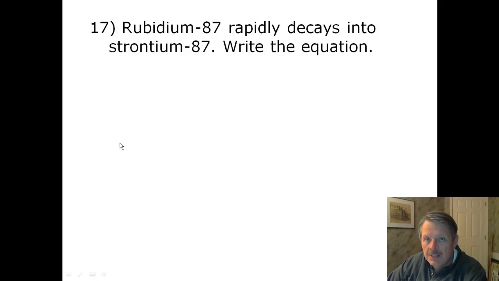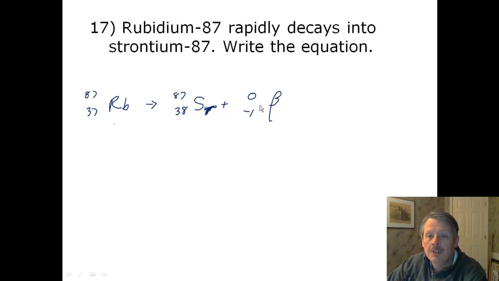Number 17, rubidium. Let's do RB, rubidium 87. And rubidium is number 37. It's decaying into strontium 87, and strontium is number 38. So what do you notice with strontium? That's an SR, strontium. The top number doesn't change. The bottom number, you have to take away 1 to get it back to 37. Clearly, that must be a beta particle.